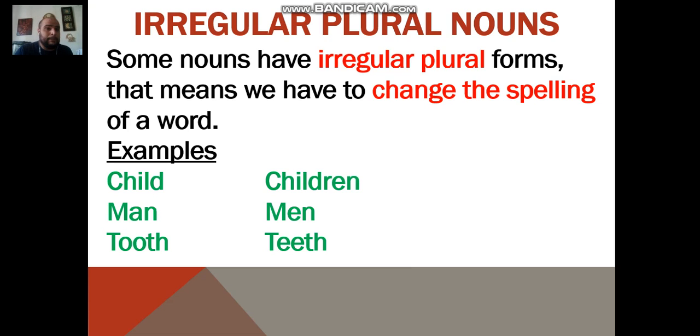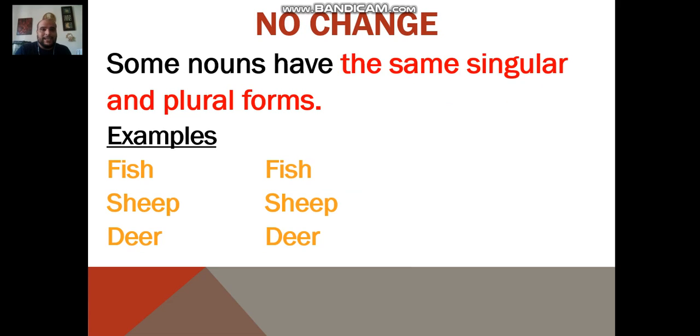Person is going to be people. And ox, for example, is going to be oxen. Irregular. It doesn't follow any pattern. Some nouns have the same singular and plural forms. Here in fish, we have fish and we have fishes.